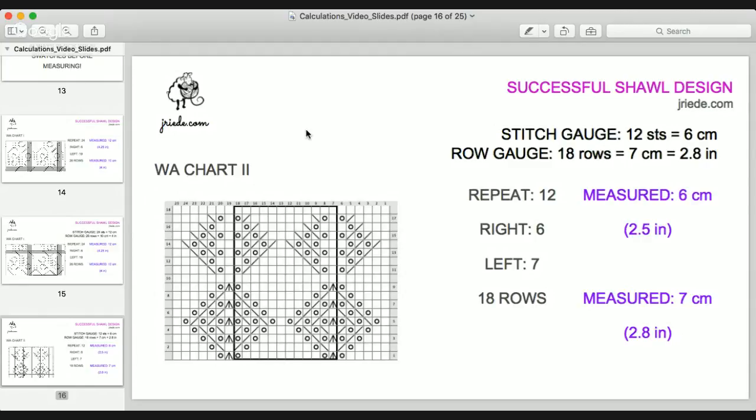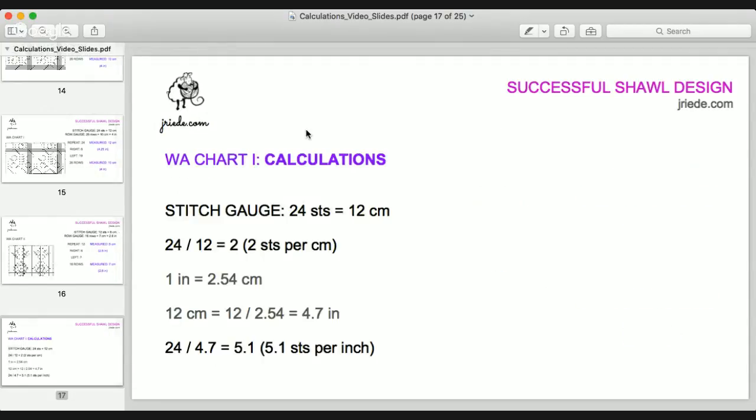So for the second chart, we have a stitch gauge of 12 stitches is 6 centimeters, and the row gauge you can read for yourself here. So basically, we just need our swatches and then measure them and calculate our gauge. This is the very first step in every shawl design. So we are now ready to do some calculations.